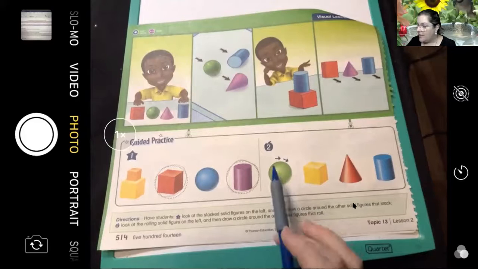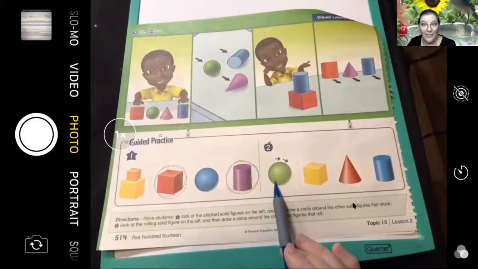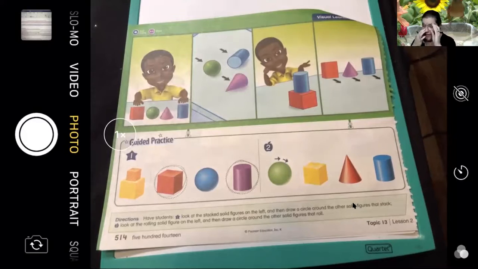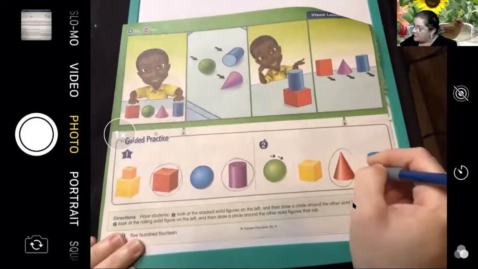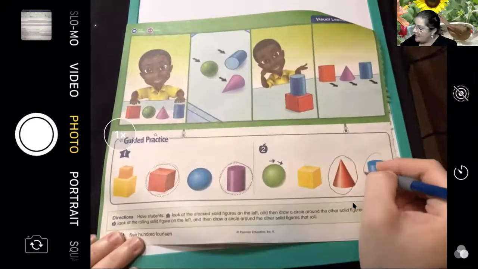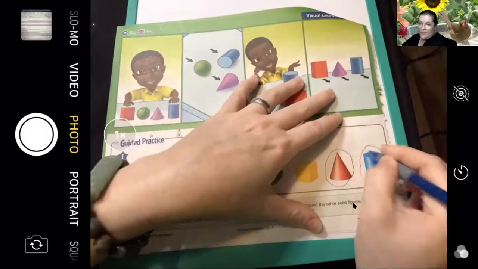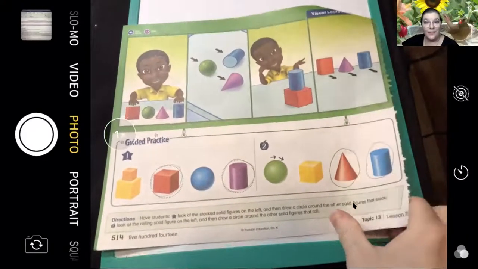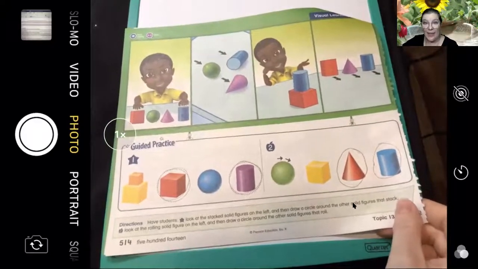Now we're going to do the same thing for number 2. Look at the rolling solid figure on the left, which is a sphere, and then draw a circle around the other solid figures that roll. So which other figures have a round side that can roll? The cone and the cylinder. And I want you to say the names as you circle them to keep practicing that vocabulary. Now let's go ahead and turn the page.